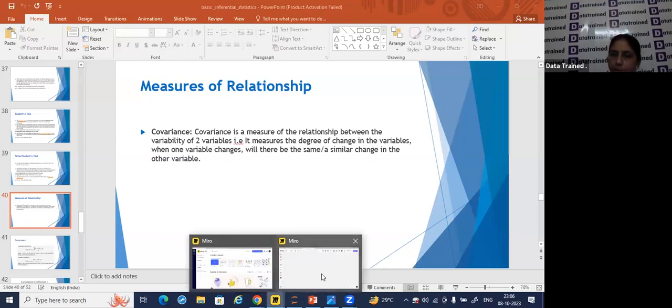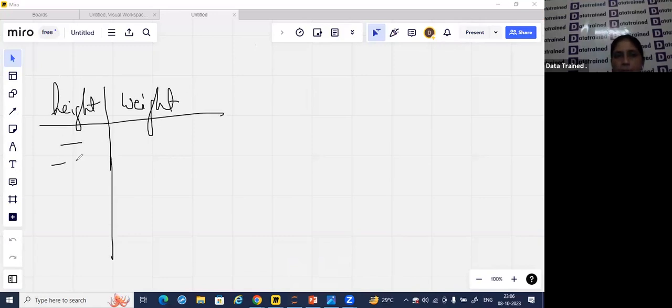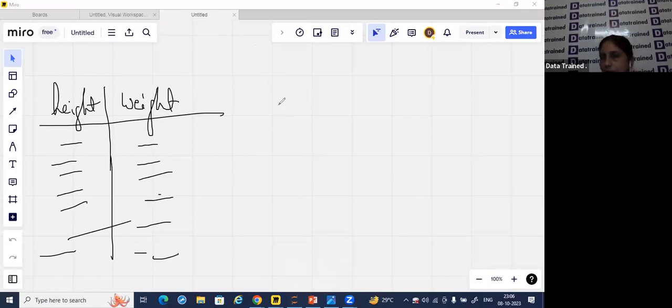So basically, think about it, suppose I'm having two variables. Let me take two variables randomly, height and weight, and I'm having a lot of values for them. Now suppose I want to understand whether height and weight are having certain relationships, certain covariance to each other, or certain correlation to each other.